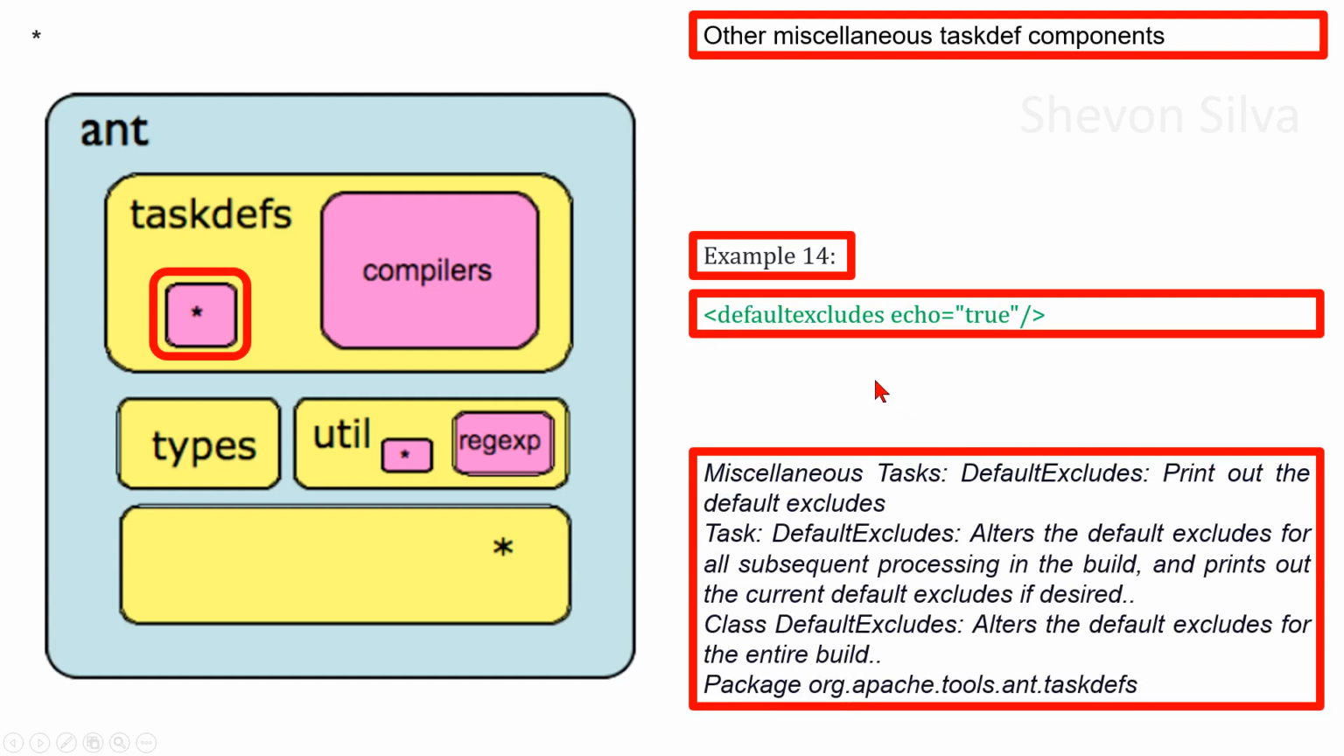Now we are considering default excludes in miscellaneous tasks. Here we print out the default excludes. The task defaultexcludes alters the default excludes for all subsequent processing in the build and prints out the current default excludes if desired. With regard to API, class DefaultExcludes alters the default excludes for the entire build. This is in the package org.apache.tools.ant.taskdefs.